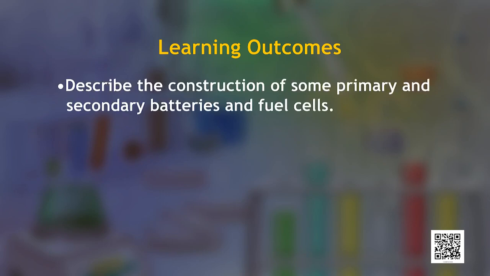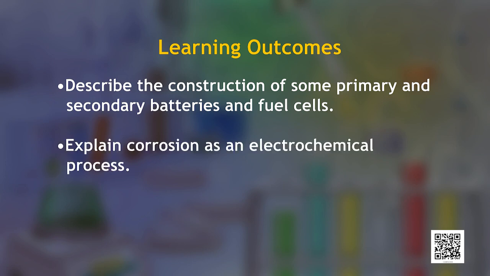Dear learners, we have learnt about electrochemical cells in our previous discussions. Today, we are going to discuss some interesting applications of electrochemical cells. In today's discussion, you will be able to describe the construction and working of some primary and secondary batteries and fuel cells. You will also be able to explain corrosion as an electrochemical process.